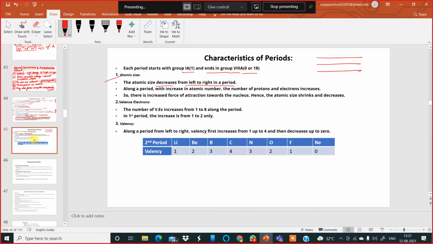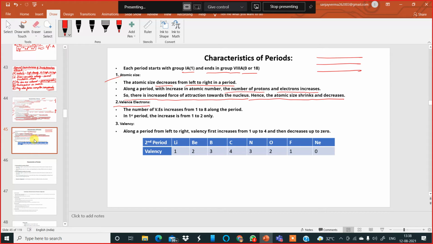Okay, good. So on moving from left to right across the period, the atomic size decreases, which you can call ionic size, ionic radii as well. Atomic size decreases from left to right. The reason we know already, because the effective nuclear charge increases. Along a period with increase in atomic number, the number of protons and electrons increases. So there is an increased force of attraction towards the nucleus. Hence the atomic size shrinks and decreases just because the effective nuclear charge is increasing because of the increase in the number of protons.